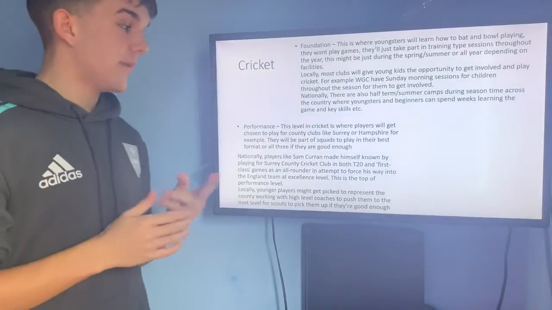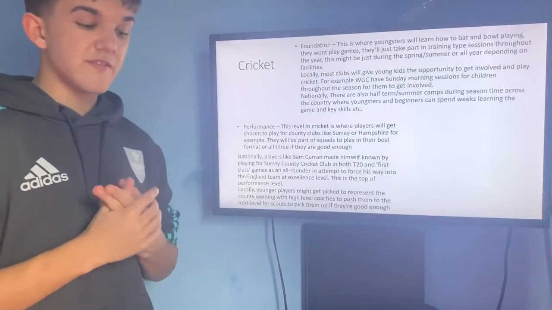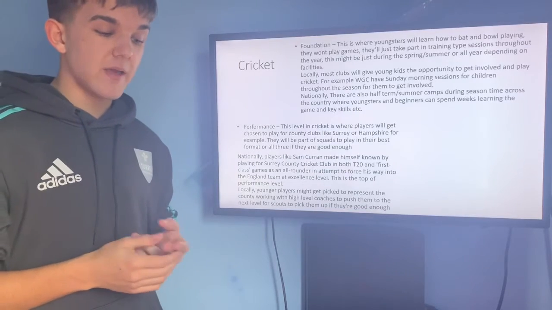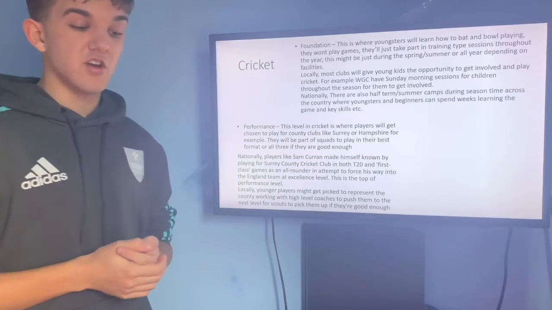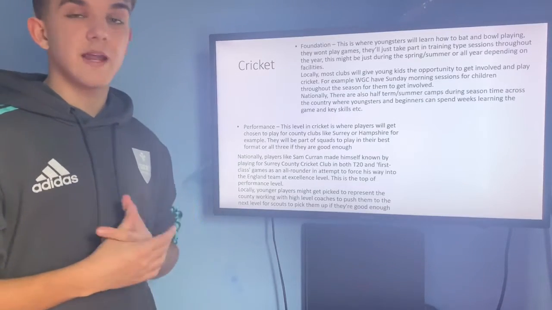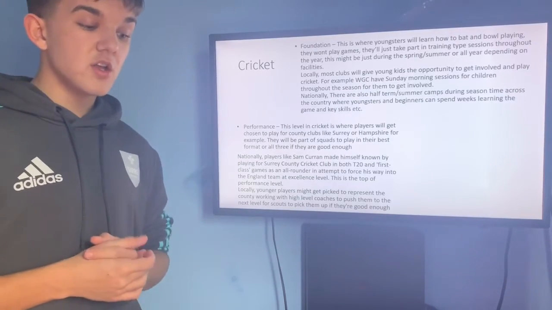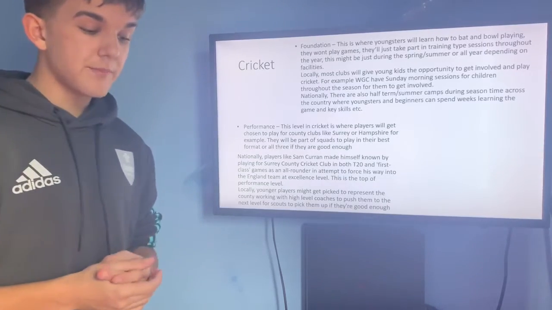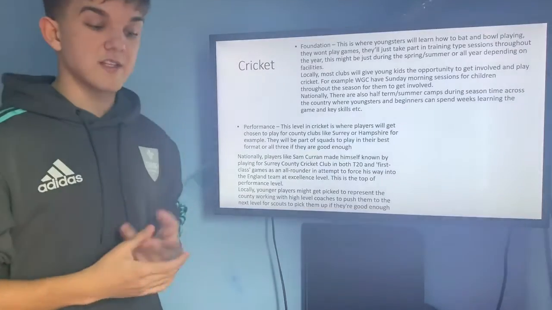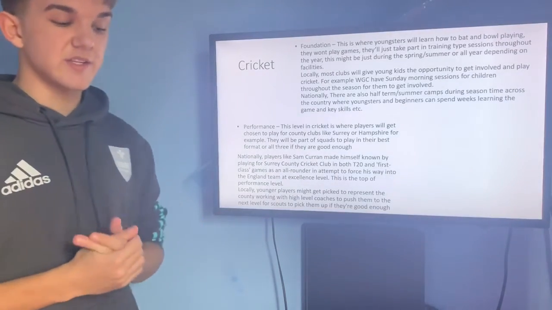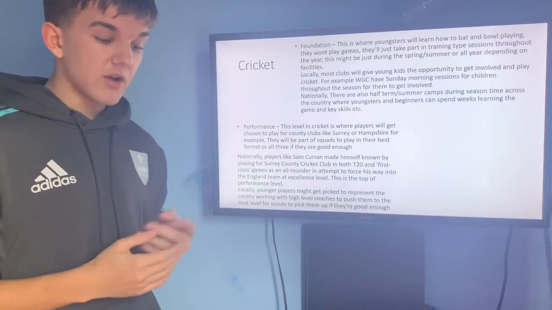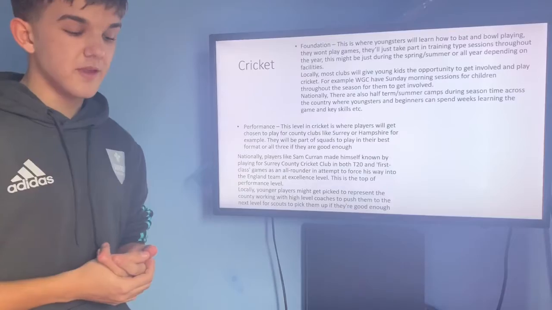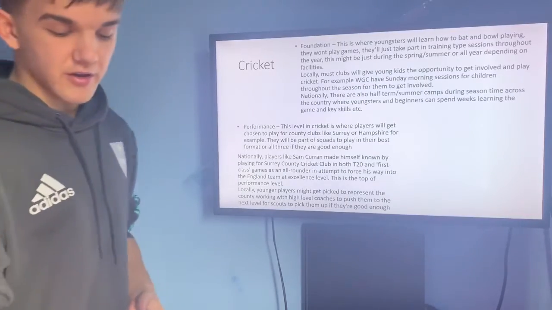Performance level. In cricket, this is where players will get chosen to play for county clubs like Surrey or Hampshire. They will be part of squads to play in their best format, all three if they are even good enough for that. Nationally, players like Sam Curran have made themselves known to England by playing for Surrey in both T20 and first class format as an all-rounder in an attempt to force his way into the England squad, which he has successfully done. Locally, young players might get picked to represent their county, working with high-level coaches to push them into the next level for scouts to pick them if they're good enough.